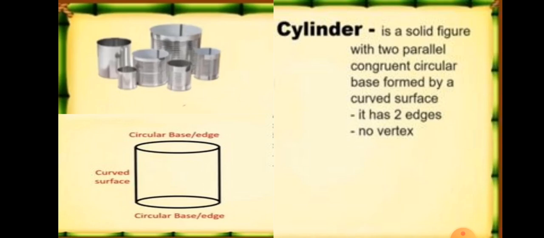A cylinder is a solid figure with two parallel congruent circular bases formed by a curved surface. A cylinder has two edges, no vertex. A cylinder is defined as a surface consisting of all the points on all the lines which are parallel to a given line and which pass through a fixed plane curve in a plane not parallel to the given line. Here is the example, the can, and you can see here the two circular bases, the circle at the top and the circle at the bottom.